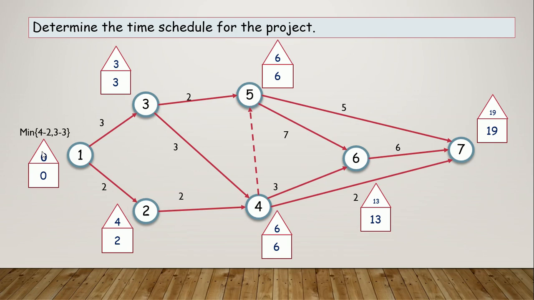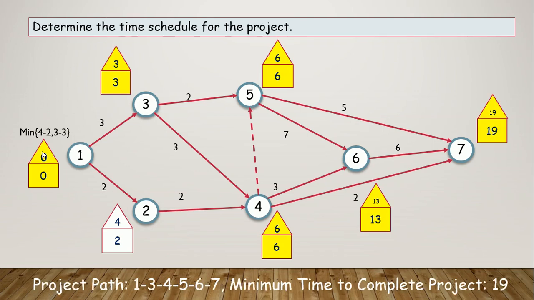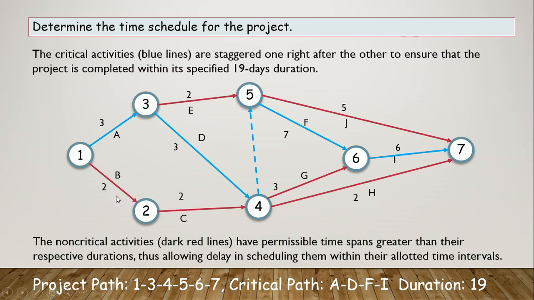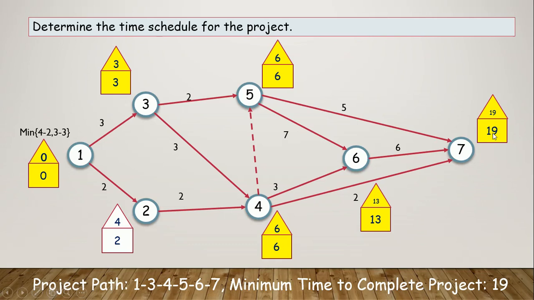Now look at the activities for which the backward pass and forward pass are the same. Draw those activities in color. So these are the activities: A, D, dummy activity, F, and I. So these activities, 1, 3, 4, 5, 6, 7, are the critical activities. And the required duration is obviously 19 days here.